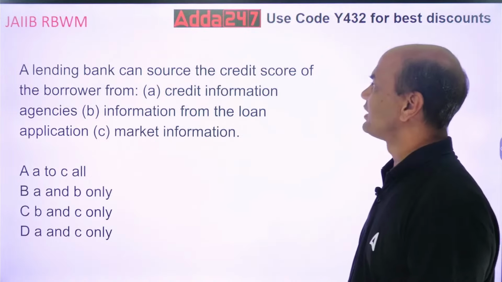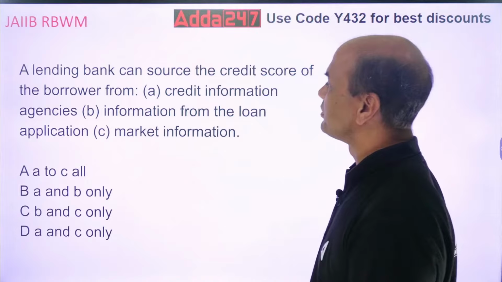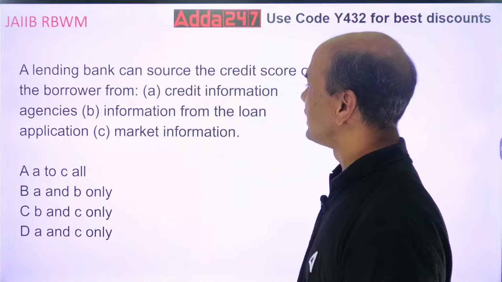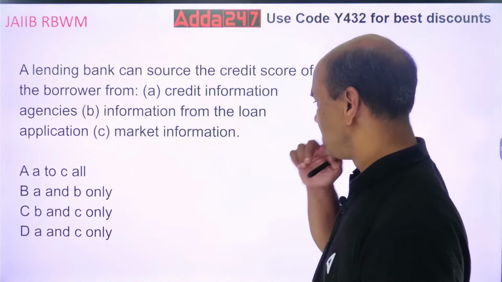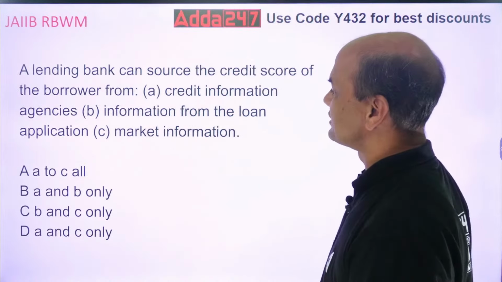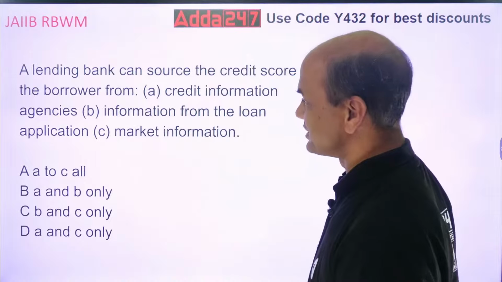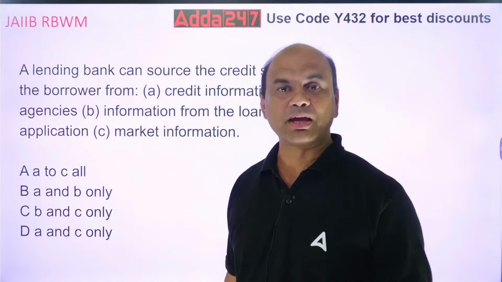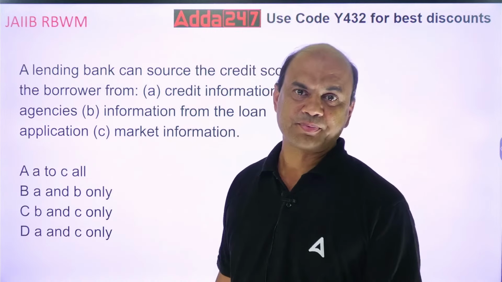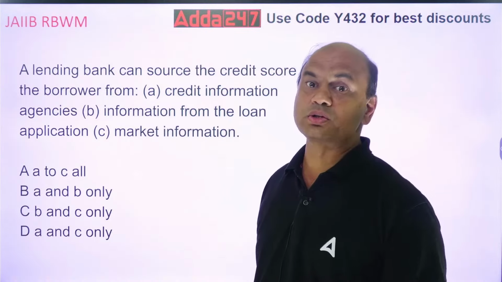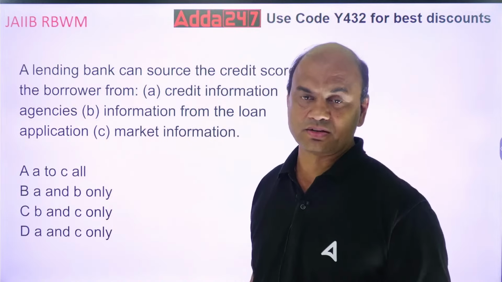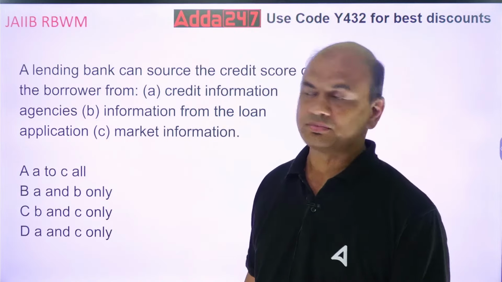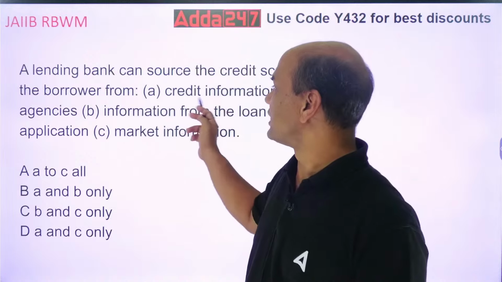A lending bank can source the credit score of the borrower from credit information agencies, information from the loan application, market information. So lending bank means the bank which is giving the loans. So this lending bank will source the information, will get the information. From where? Either from this credit information agencies.